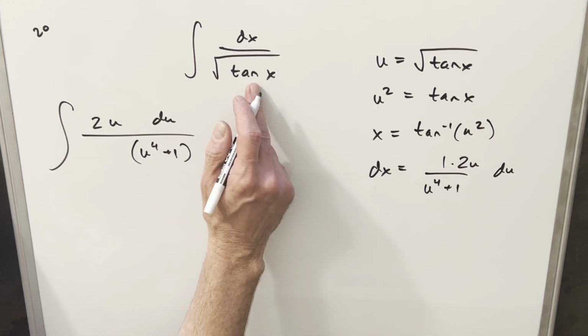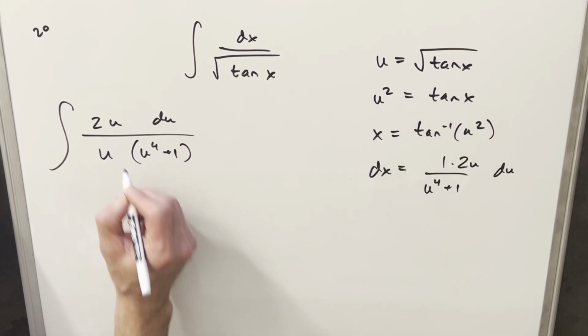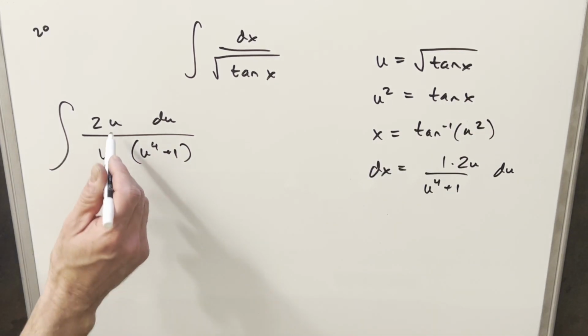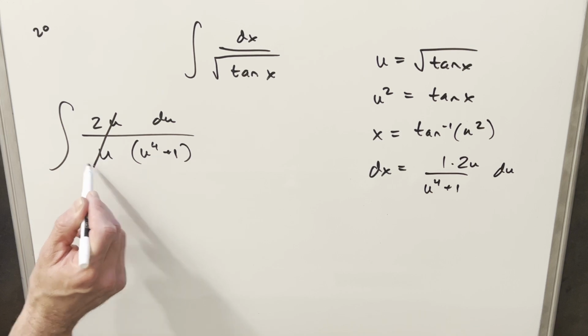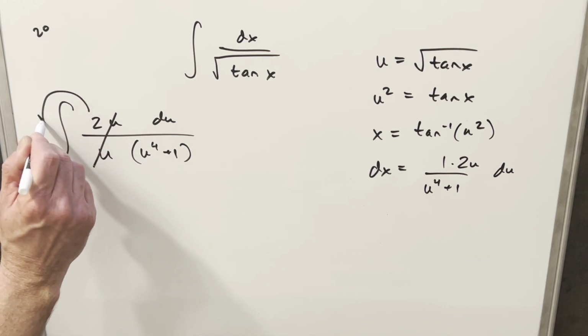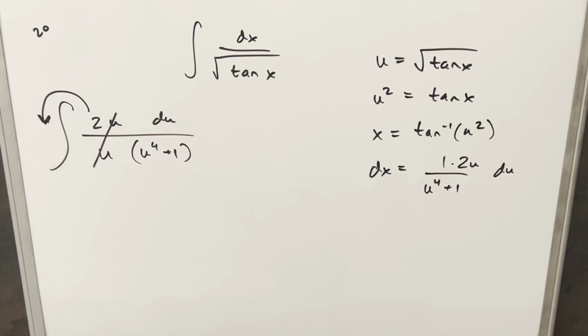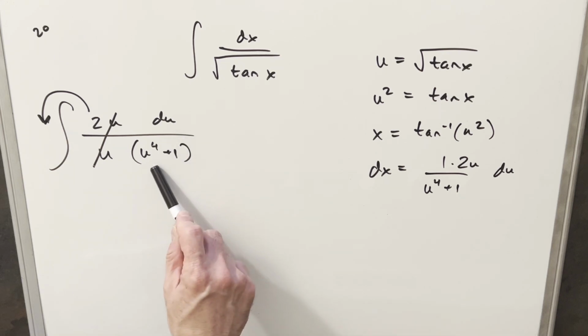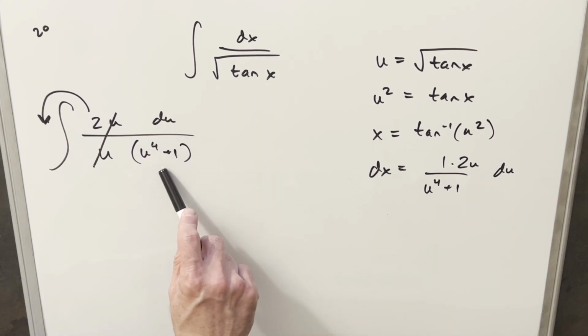But then our square root of tan x is just going to be u. So we're going to have a u right here, but that's okay because our u's are going to cancel. I can take a 2 out front of the integral. Now for the integral of 1 over u to the fourth plus 1, I feel like I've done a video on this integral before, and there's probably multiple ways to do it.